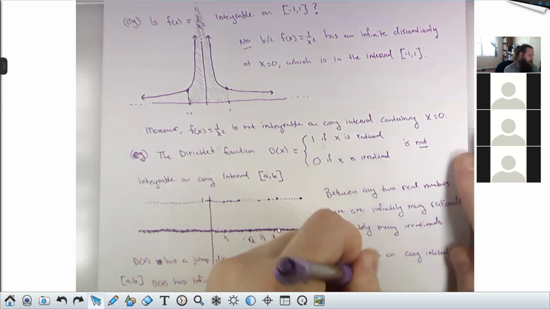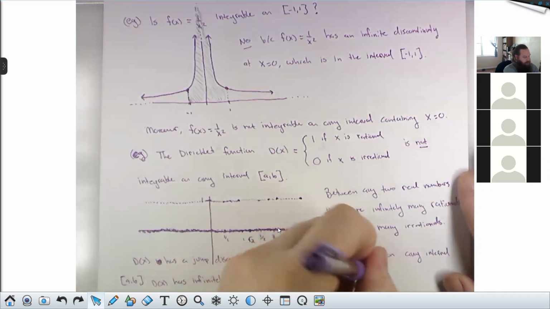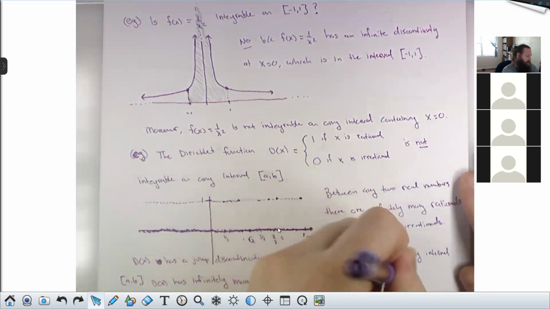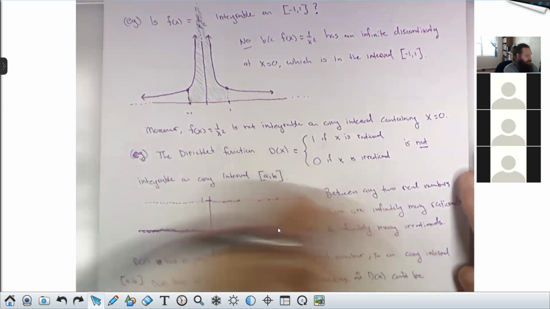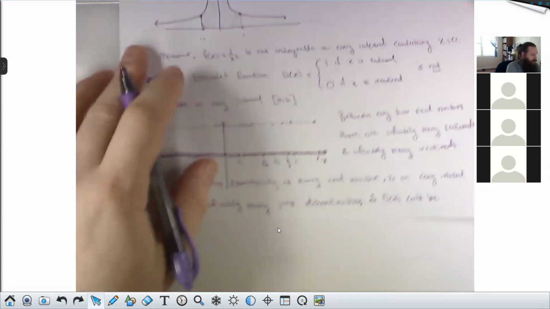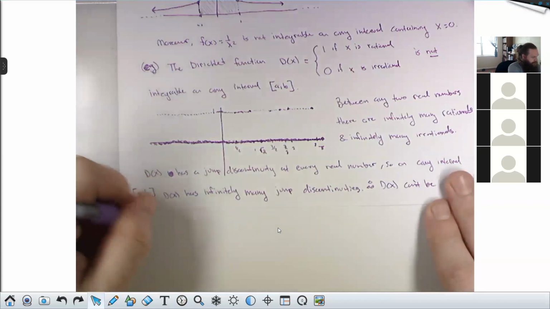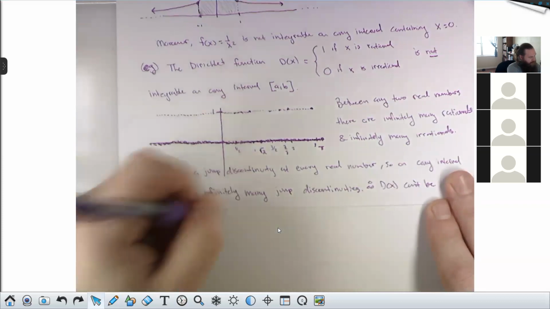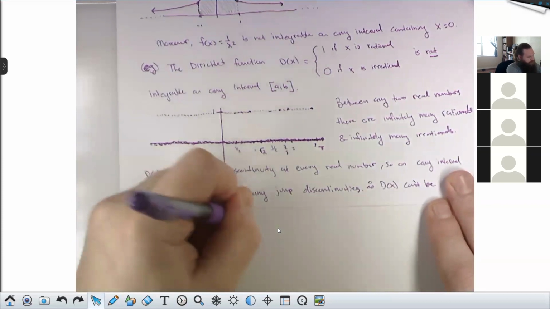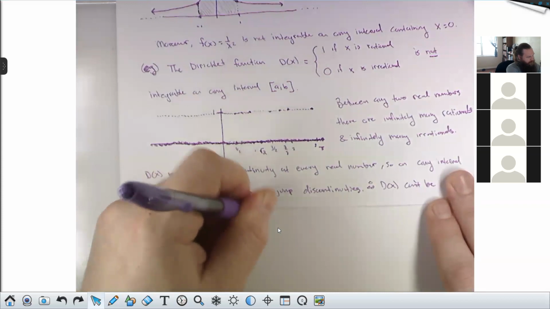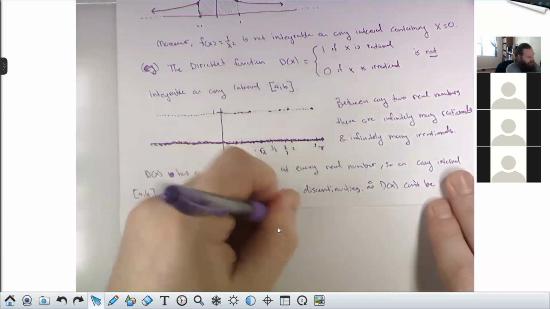Therefore, D(x) is not integrable. It cannot be integrable on any interval [a, b].